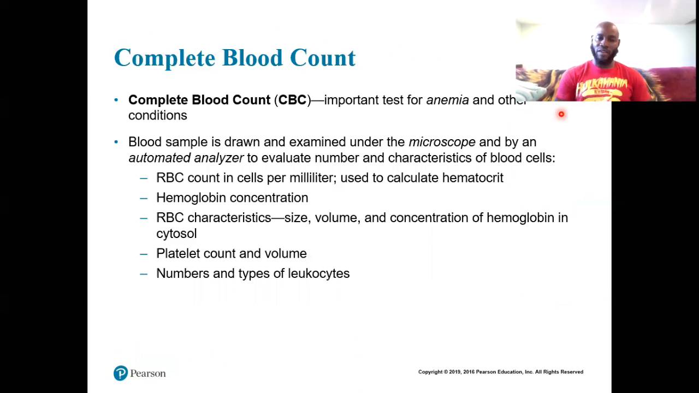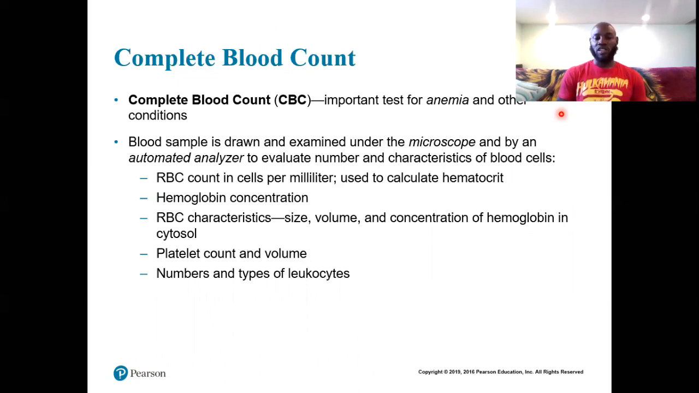Complete blood count, important test for anemia and other conditions. Right, we talked about the hematocrit, knowing the amount of red blood cells, but a complete blood count is also something that would be very important. Red blood cell count in cells per milliliter is used to calculate your hematocrit, right? How many red blood cells you have, but you also want to know your hemoglobin concentration. We can know how many red blood cells we have, but we need to know how much hemoglobin we have as well.